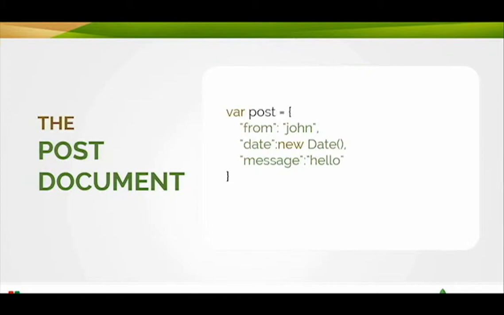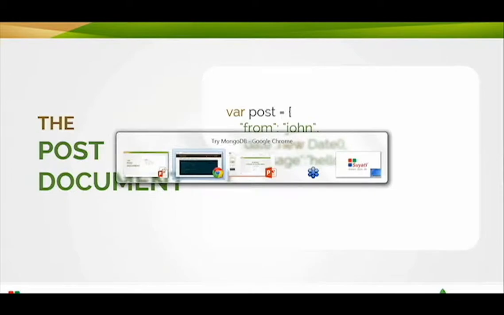So let's think about a post. What makes a post? We need to know at least who created the post. So that would be from. We would need to know on what date or what time this particular post was created. So we have a date field. We would also like to have a message, obviously. So we have a message field, that's hello. So let's create a post now.